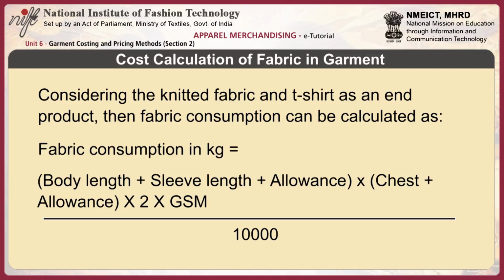Fabric consumption in kg is equal to body length plus sleeve length plus allowance, multiplied by chest plus allowance, multiplied by 2, into GSM. The whole thing divided by 10,000, a constant factor. Probably it would give you the consumption of knits in kgs.